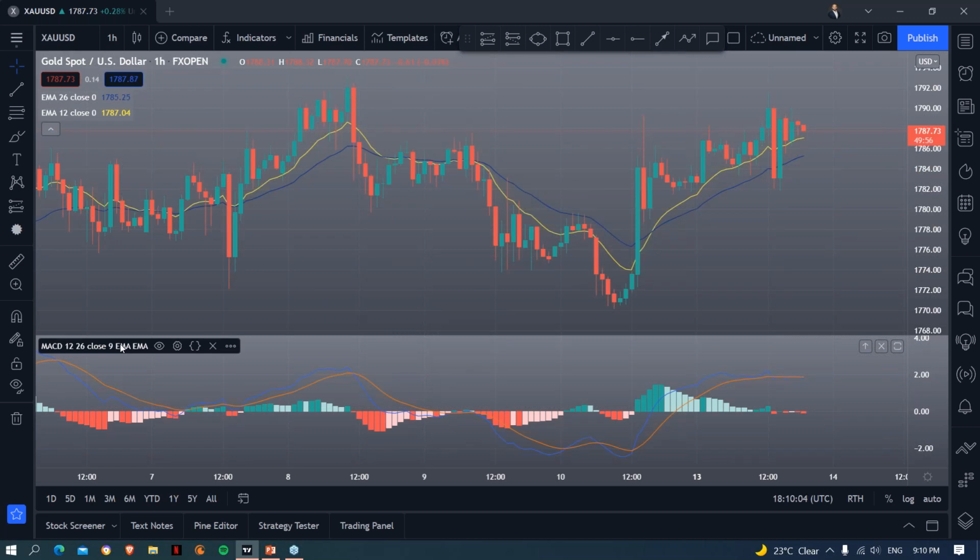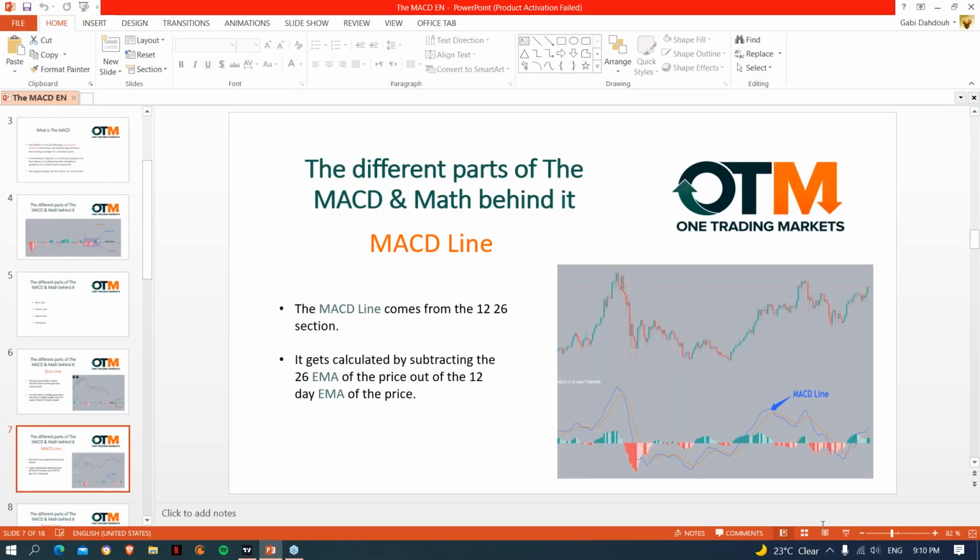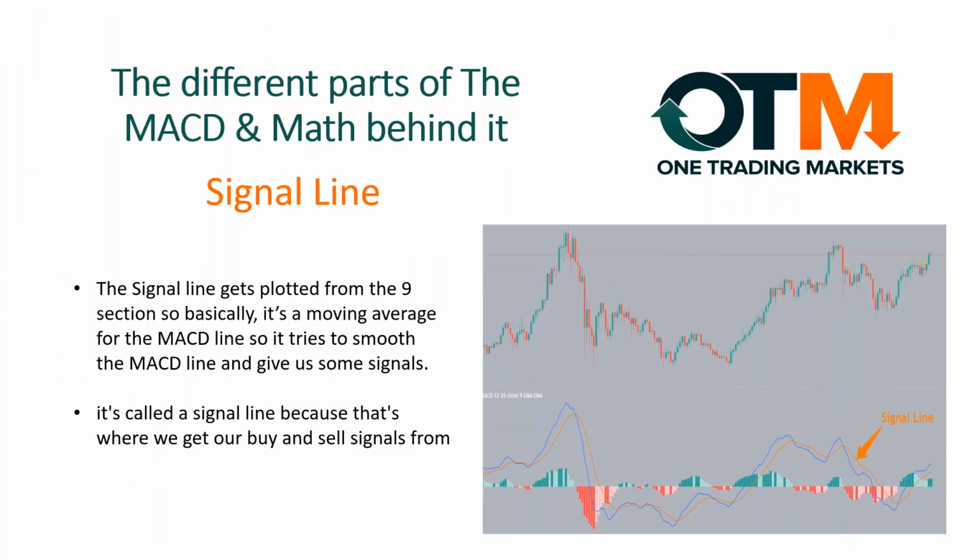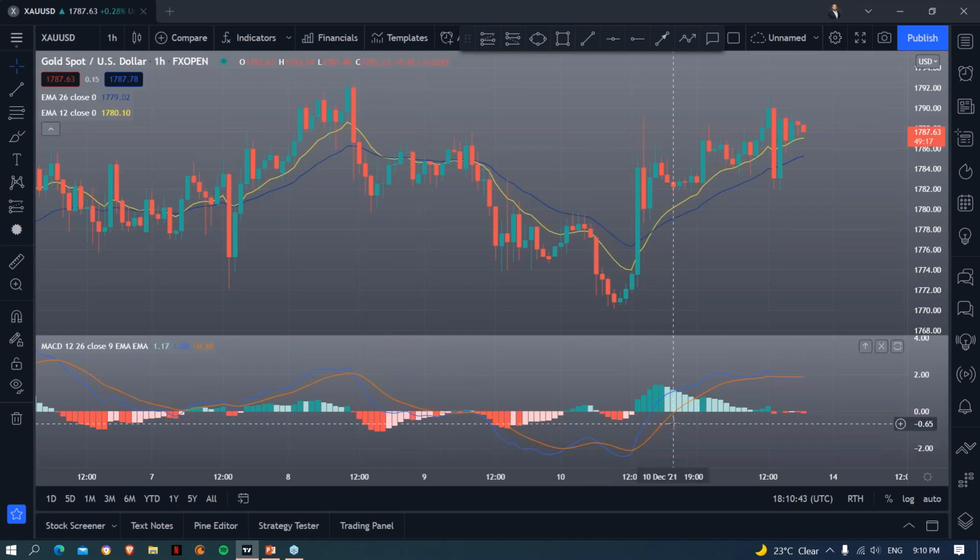But it's good to know where the information comes from because we want to understand the strategy very well and not miss a thing. All right, let's go back here and go to the signal line. The signal line gets plotted from the 9 section. It's basically a moving average of the MACD line. It aims to smooth the price data from the MACD and give us the buy and sell signals that we use. This is why it's called the signal line, because this is where we get our buy and sell signal. In our TradingView, the orange line is a moving average of the MACD line.